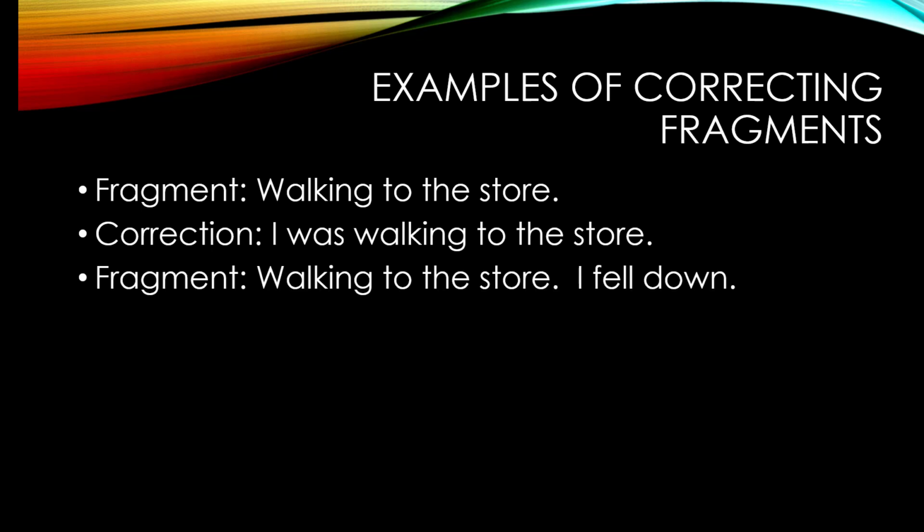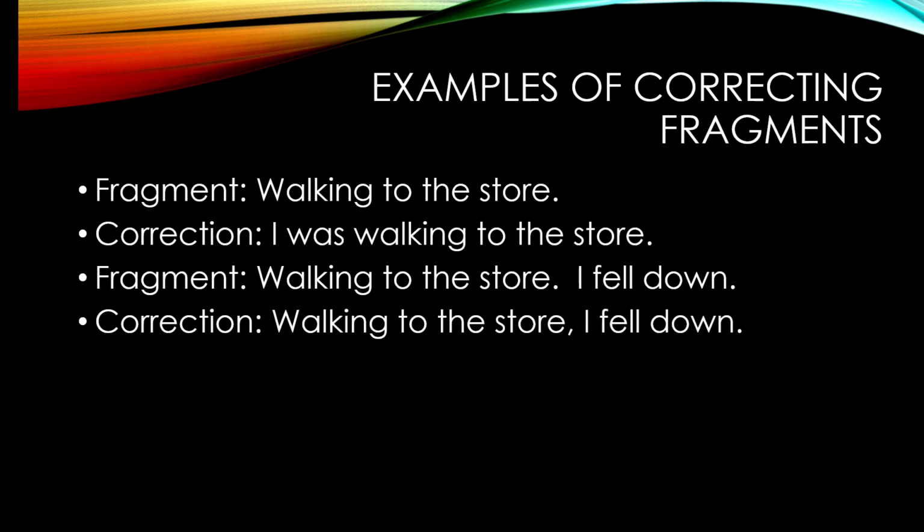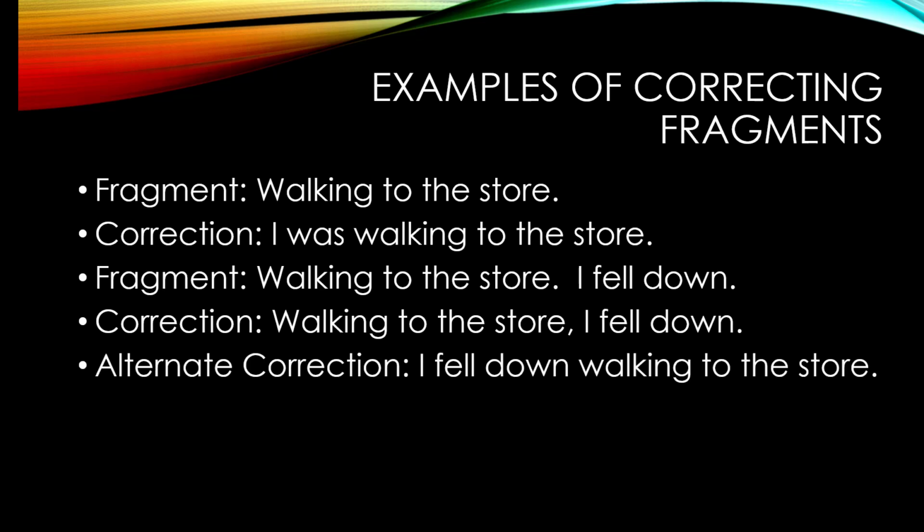Walking to the store, I fell down. You've got what's punctuated as two sentences, but the first one is a fragment, walking to the store. So connect them. Walking to the store, I fell down. Or turn it around. I fell down walking to the store. The only difference between those two examples is the punctuation. If the ing word or if the conditional word is at the beginning of the sentence, there's a comma in between the two sentences. If it's in the middle of the two sentences, you don't need the comma.